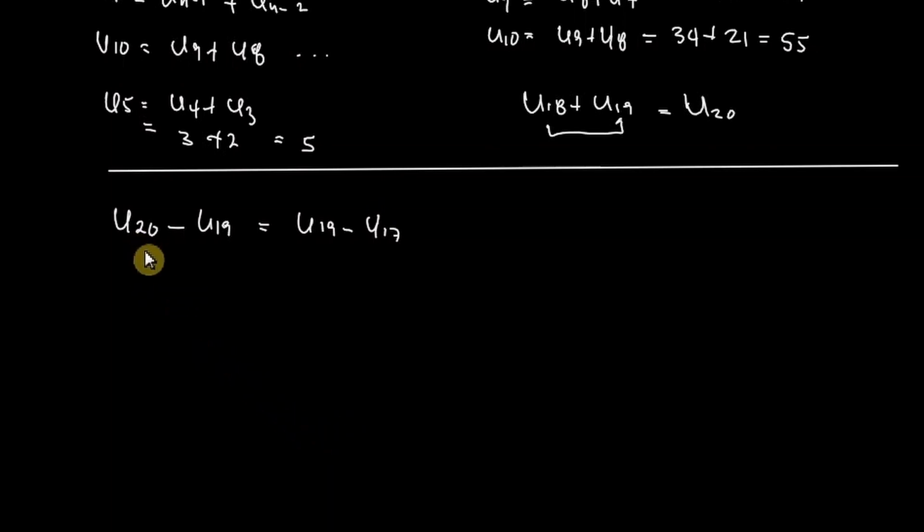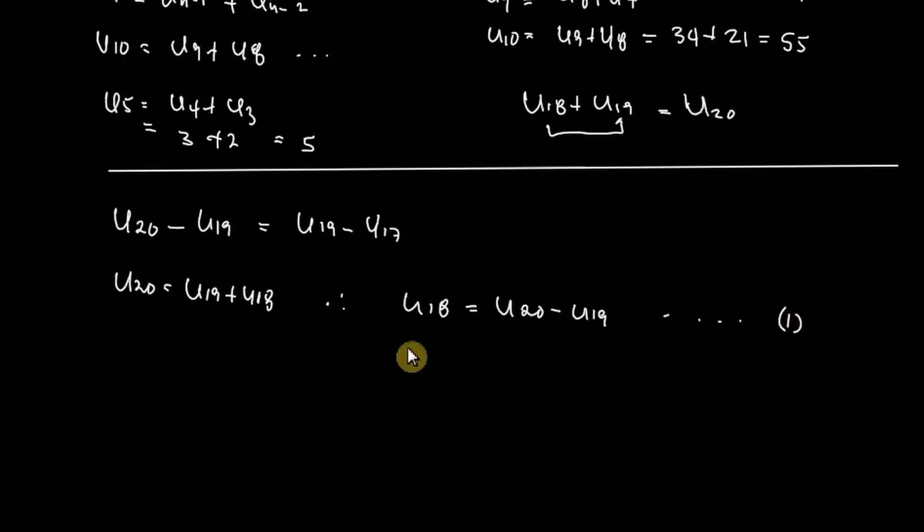So let us examine U20 and write U20 as U20 is equal to U19 plus U18, and this is coming straight from the sequence. Therefore, we can write that U18 is equal to U20 minus U19. We could call this equation 1, and we can also write that U19 is equal to U18 plus U17, also coming straight from the sequence.